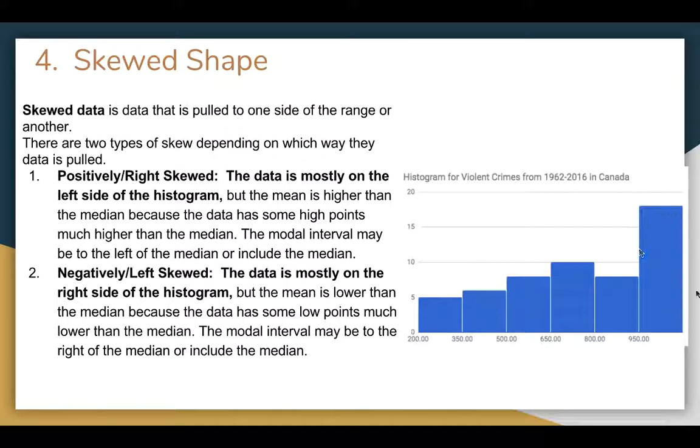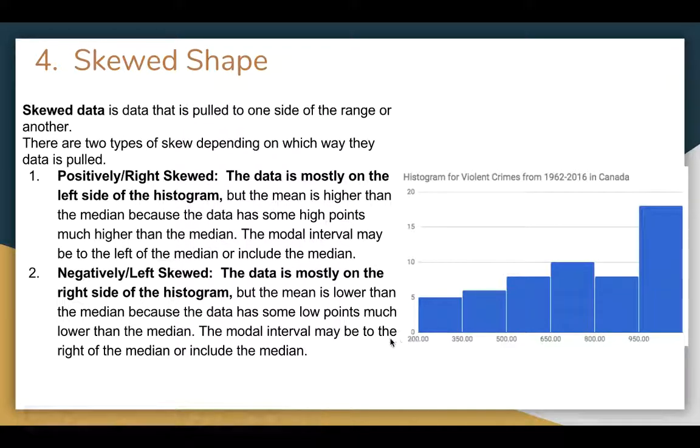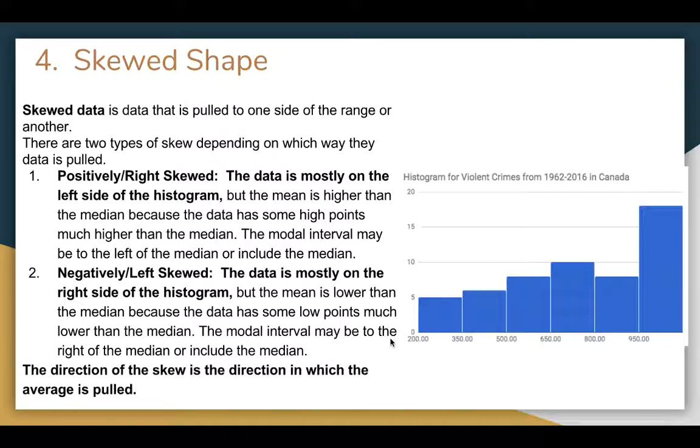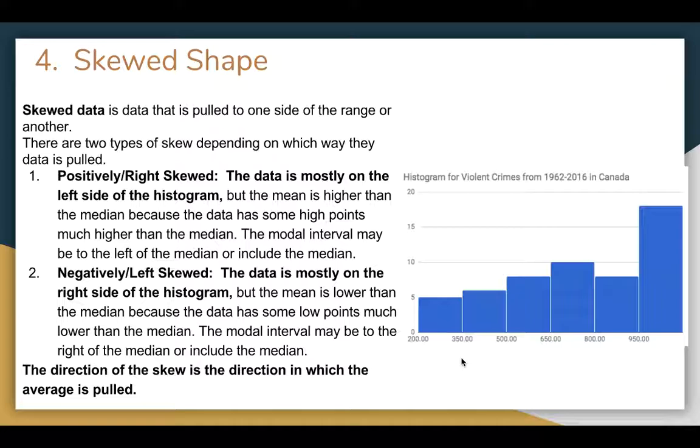The modal interval may also be on the median or to the right of the median. So the median could be in here or in here. We'd have to look closer at the data, but the average is being pulled to the left. So what's really important there is the direction of the skew is the direction in which the mean is pulled.